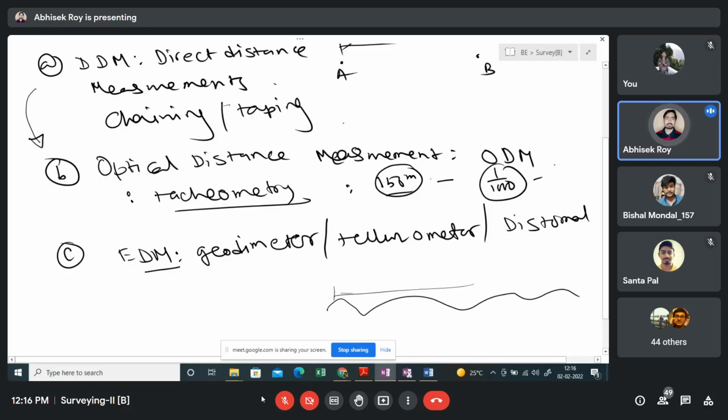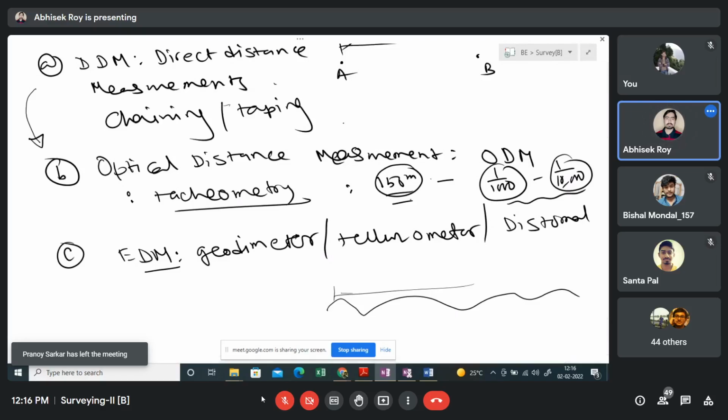So 1 by 1000 to 1 by 10,000. So this much error will be there. If you measure up to 150 meter, that is also okay. But if you go beyond that, the error will be much more.